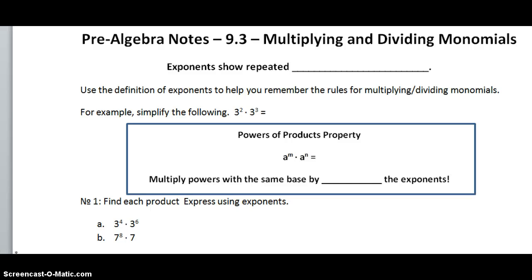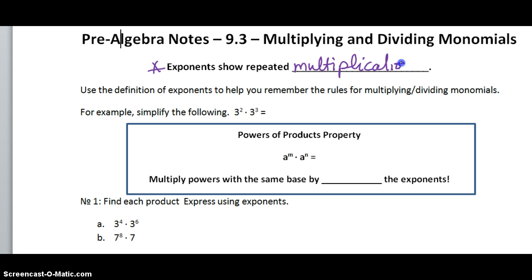Hello, pre-algebra students. In section 3 of chapter 9, we're going to be multiplying and dividing monomials. Remember, a monomial means it's one term, not separated by an addition or subtraction sign. Multiplication is okay, it's still a monomial. Exponents, we learned yesterday, show repeated multiplication.